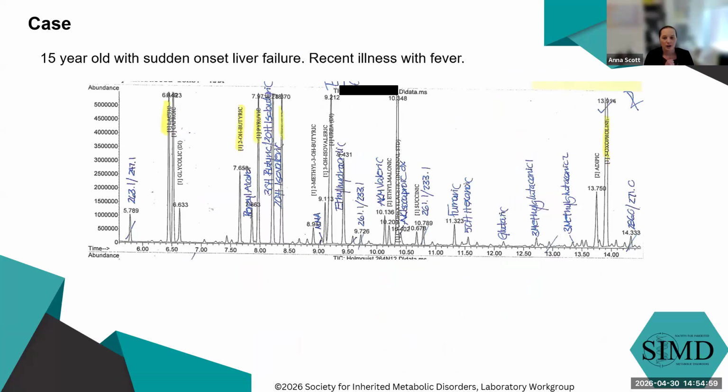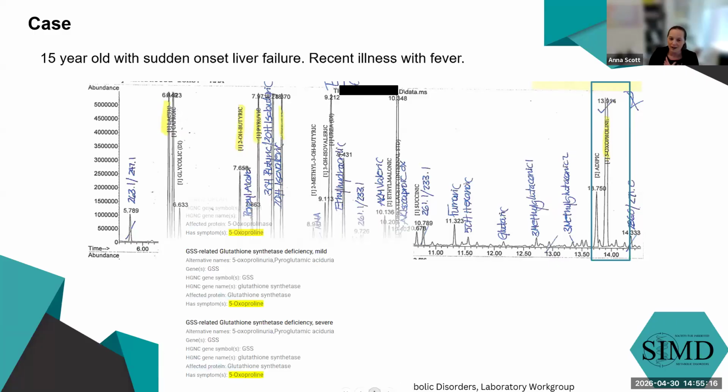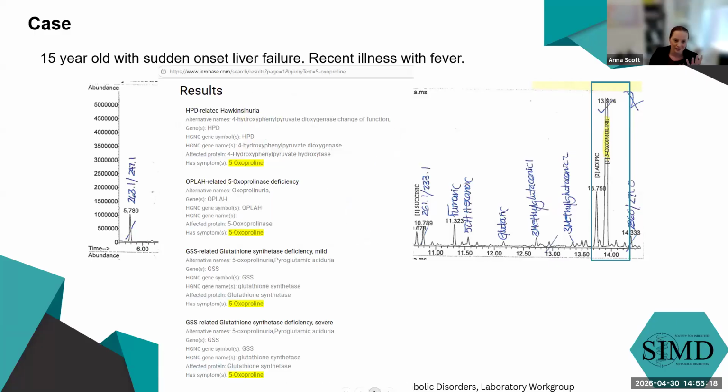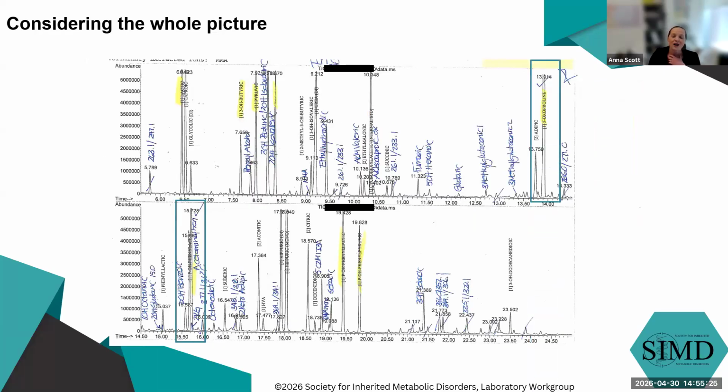Here is our urine organic acid profile. What is most concerning is this peak of 5-oxoproline. But what I wanted to highlight here is while this might send us down the road of glutathione synthetase deficiency in an individual who had previously been healthy, if we look at the full profile, we also see a bucket load of acetaminophen.